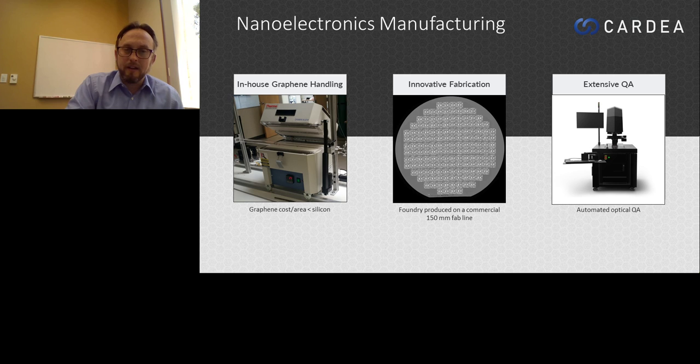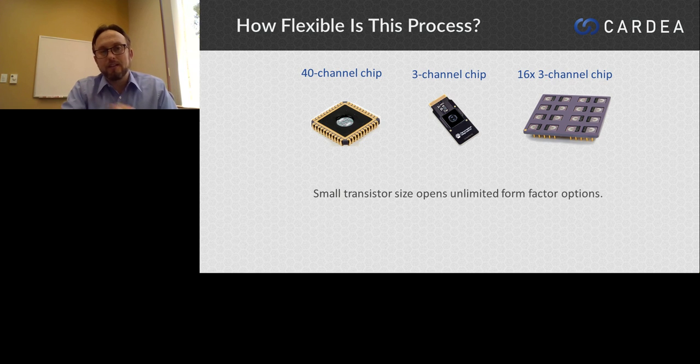We have moved into commercial fabrication. We actually use a commercial MEMS foundry to do our wafer construction. And we have a lot of QA. We do a lot of QA processes at multiple points in our manufacturing flow, and we automate as much of that as we can. This focus on manufacturing has allowed us to create a couple of different form factors.